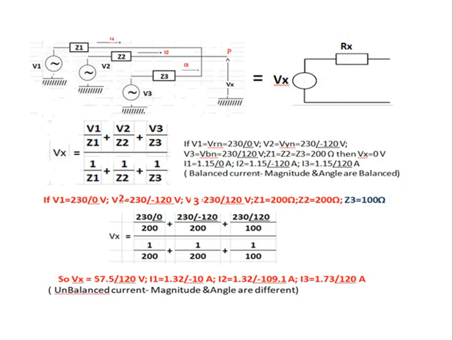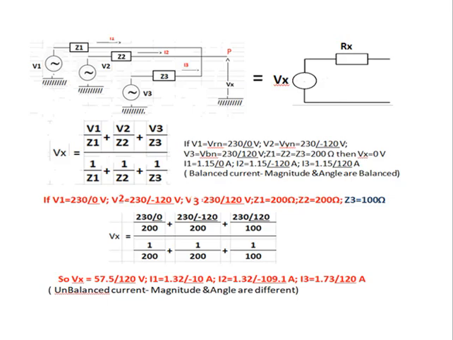I1, that is phase current, equal to 1.15 angle 0 degree ampere. I2 is equal to 1.15 angle minus 120. I3 is equal to 1.15 angle 120. Here it is balanced current, magnitude and angle are balanced.